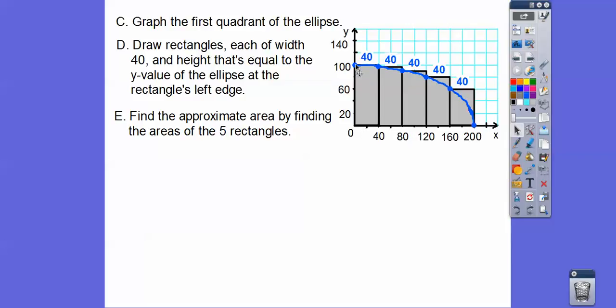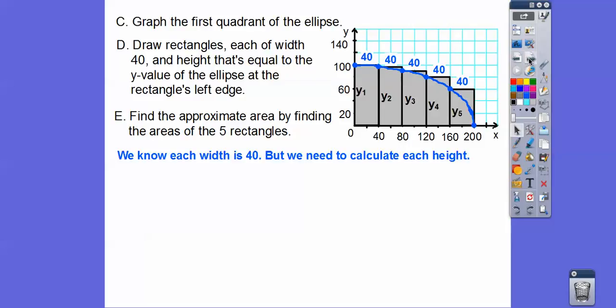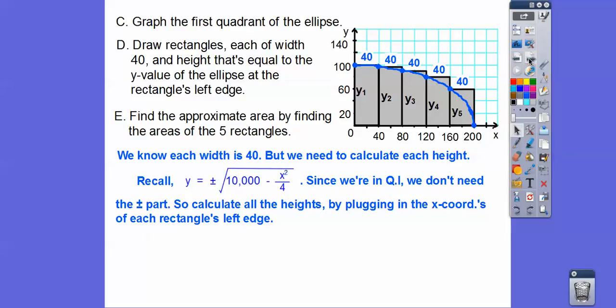The heights are the left edge. So the height of this rectangle is 100. That's easy. But what's the height of this rectangle or the height of this rectangle? And so what we got to do is we need to use that formula that we just calculated, the y equals, the plus or minus. And since we're dealing in quadrant 1 only, we don't need that plus or minus part. We just need to worry about the positive part. So we're going to calculate all the heights by plugging in the x coordinates of each rectangle's left edge. Okay? All right, we already know that this height is 100 right here.